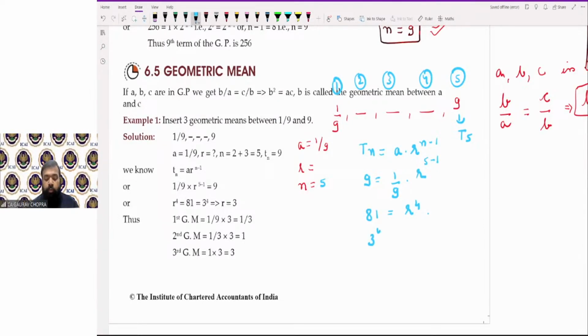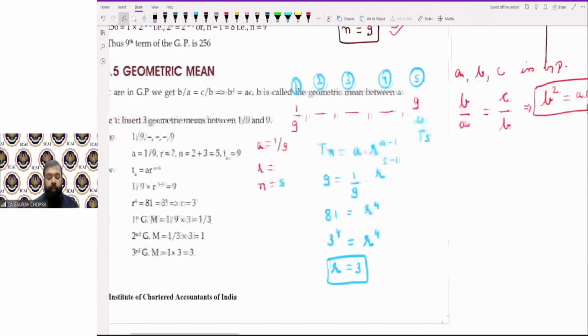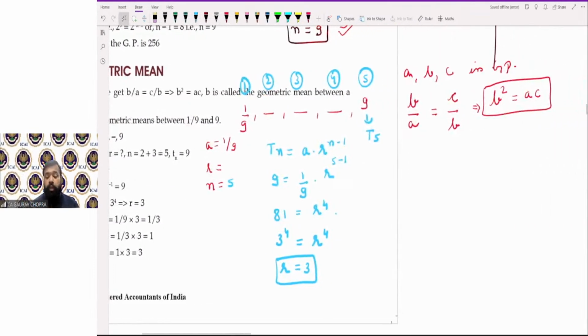Now what can be done? 3 to the power of 4 is equal to r to the power of 4. So therefore, r is equal to 3. Because when powers are same, base will be equal. When powers are equal, base will also be equal. So therefore, value of r is 3. So what is r? R is the common ratio. Now, what is the final solution?